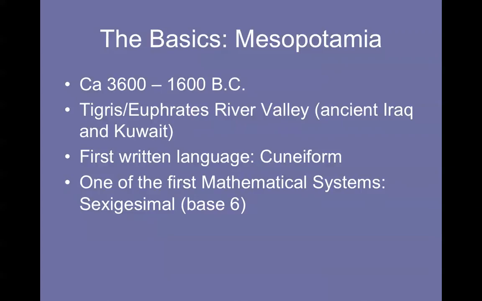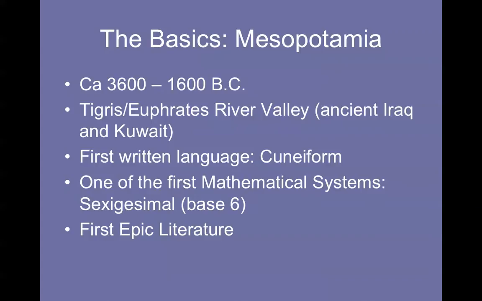Americans prefer the base 10 system. This is one developed by the Greeks. The Greeks are much more interested in categorizing things by tens. For Mesopotamia, base 6, and we'll see a little bit more about why on that in a moment.